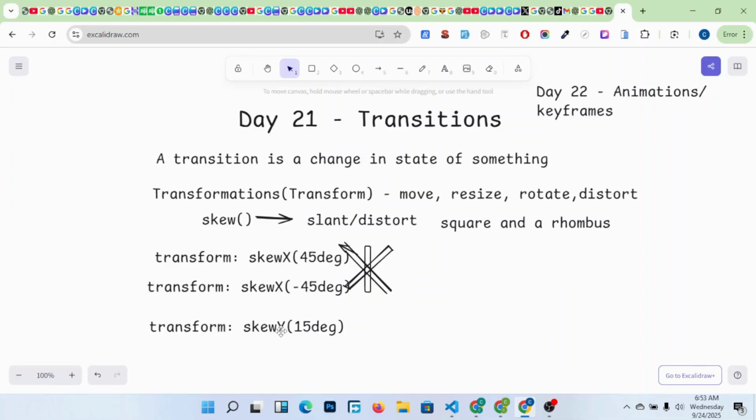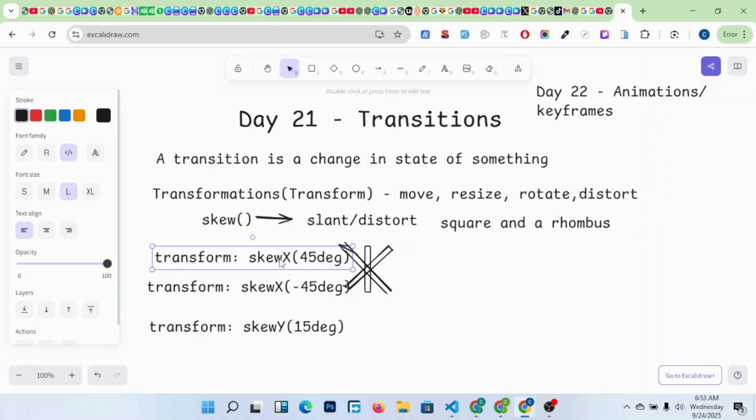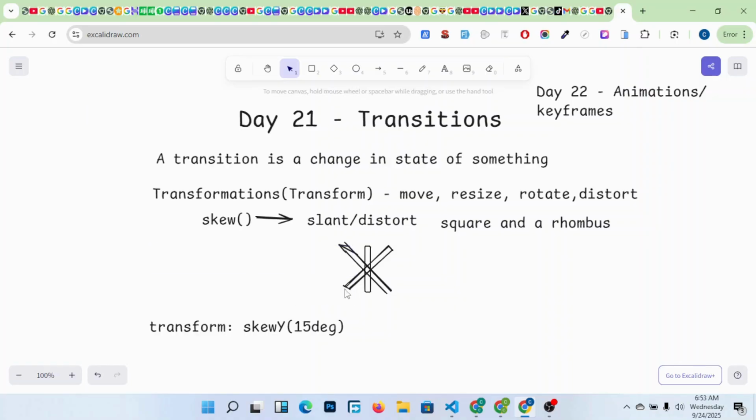Members, I understand this. This one will be vertical, but this one will be horizontal. So guys, I understand this. This is just skew. Just like distort the shape. Distort its shape. Okay? How it looks like. So that is skew.